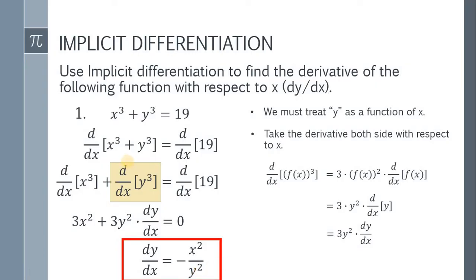Sa implicit differentiation, ito yung kailangan nating tandaan. Every time na kukunin natin yung derivative ng variable y, palagi tayong gagamit ng chain rule. Ibig sabihin nun, palagi tayong merong dy over dx. Every time na kukunin natin yung derivative ng y, dapat meron tayong dy over dx. Okay? So, let's move on to example number 2.